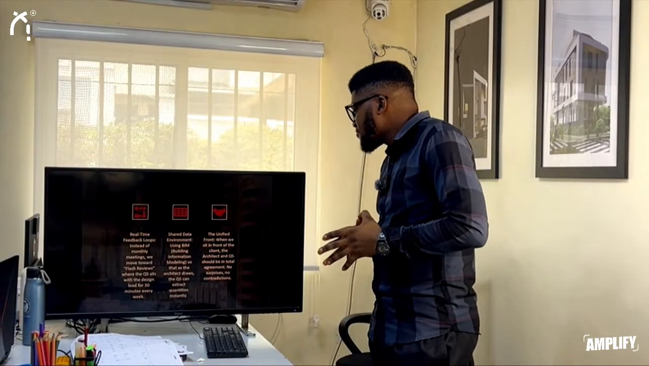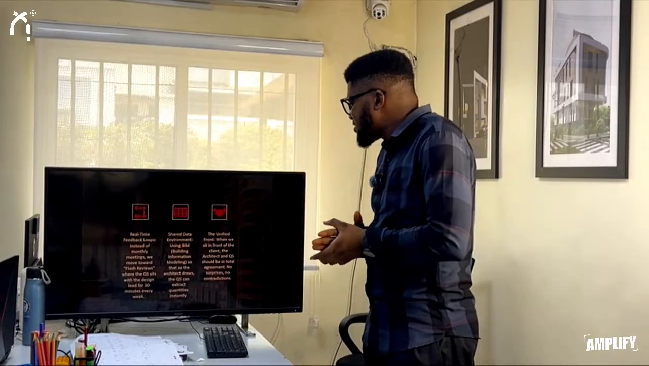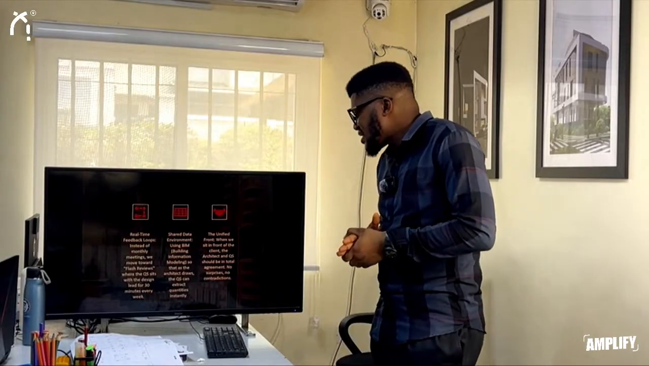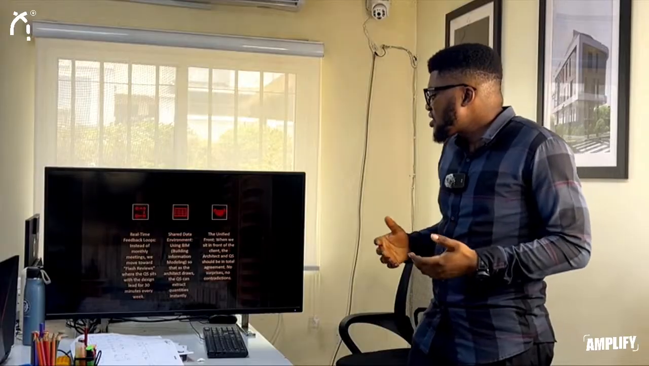This particular synchronization of the workflow helps us achieve DTC. The unified front: when we sit in front of the client, the architect and QS should be in total agreement. No surprises, no contradictions.